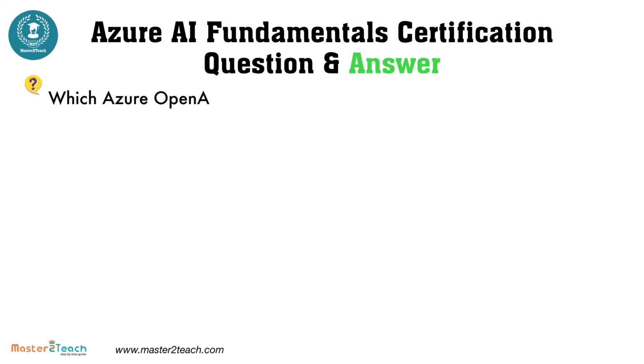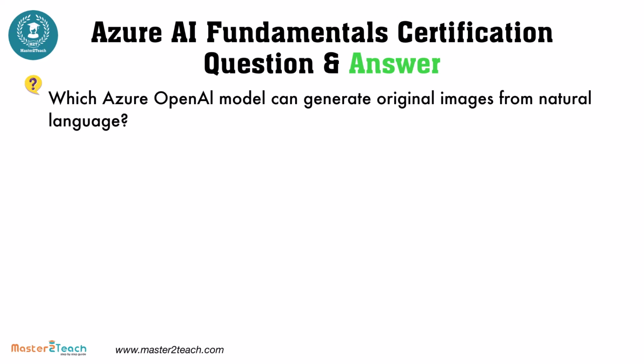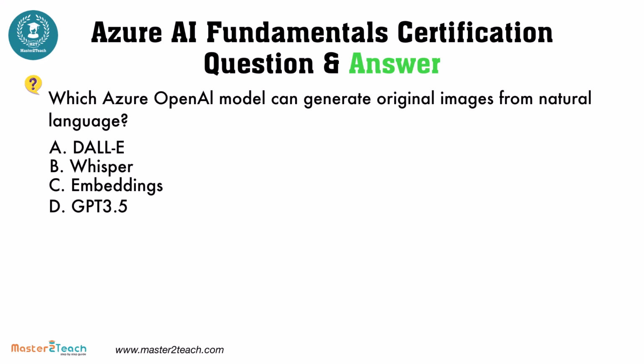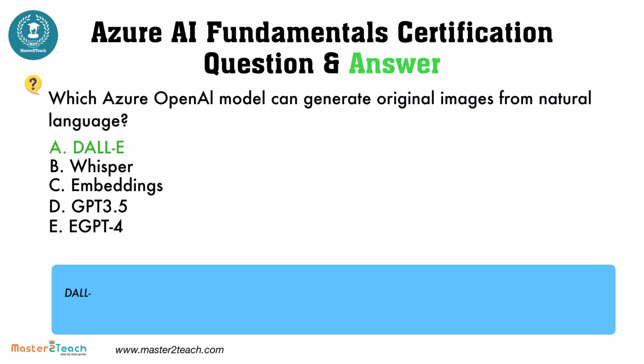Which Azure OpenAI model can generate original images from natural language? The options are A. DALL-E, B. Whisper, C. Embeddings, D. GPT 3.5, E. GPT 4. The correct answer is DALL-E. DALL-E is an Azure OpenAI model specifically designed to generate original images from natural language descriptions.